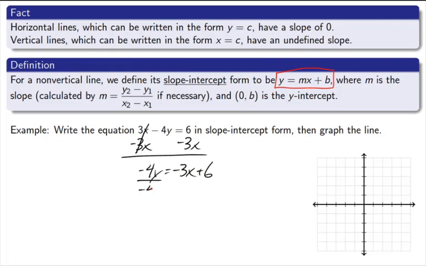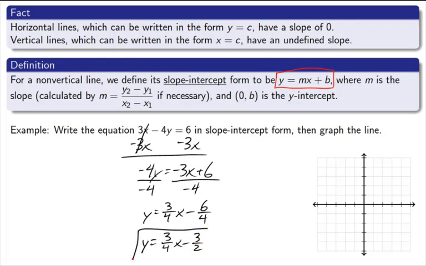Now to get y by itself, I'll divide both things by negative 4. I get y equals positive 3/4 x minus 6 over 4. And if you'd like, you can reduce that to 3/4 x minus 3/2. So what this says, according to the slope-intercept formula, is negative 3/2 is my b, my y-intercept, so I can draw that, and 3/4 is my slope.